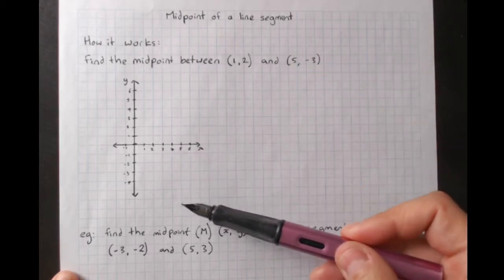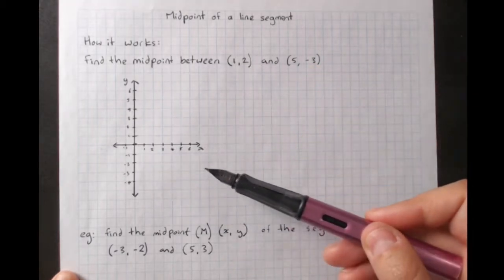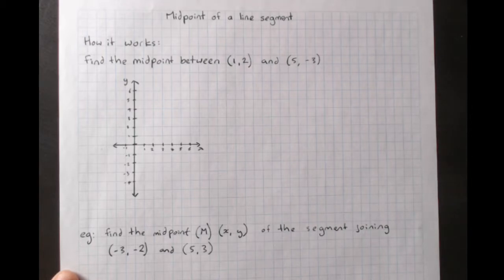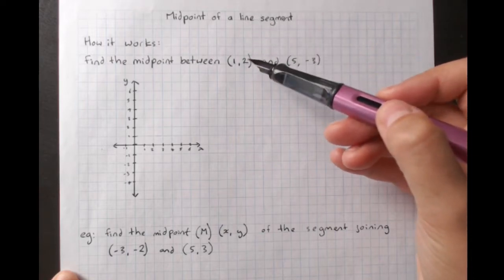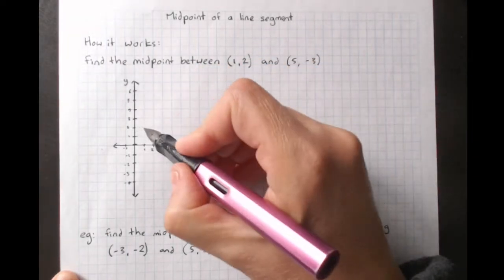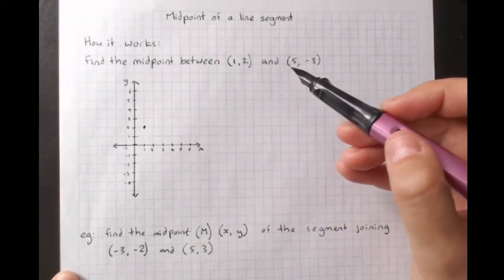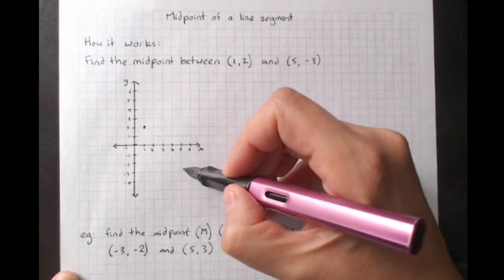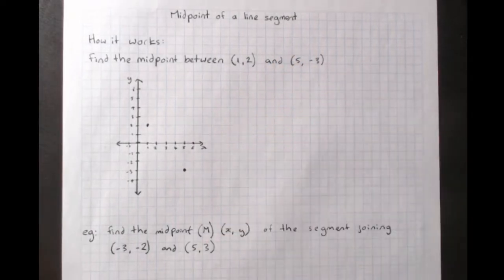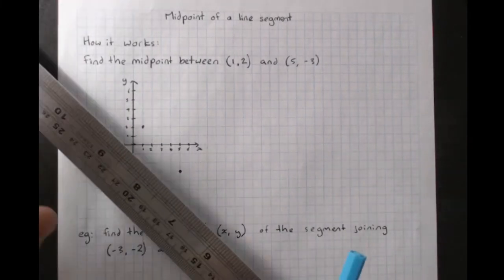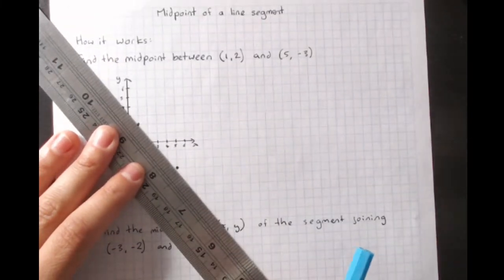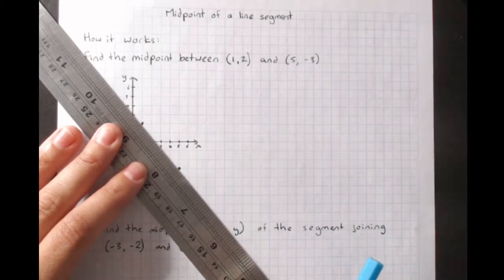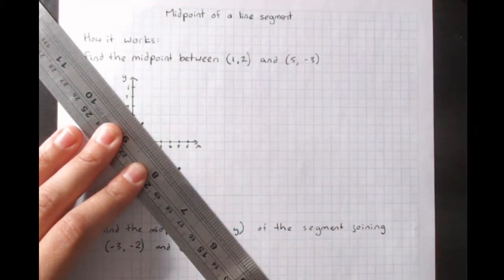So those are both the same question. I'm going to go through how it works on the number plane, but you don't need to draw a number plane to do these questions. The number plane helps us see how it works. So the point 1, 2, and the point 5, -3, and the line between those is called a line segment because it's only part of an ongoing line.